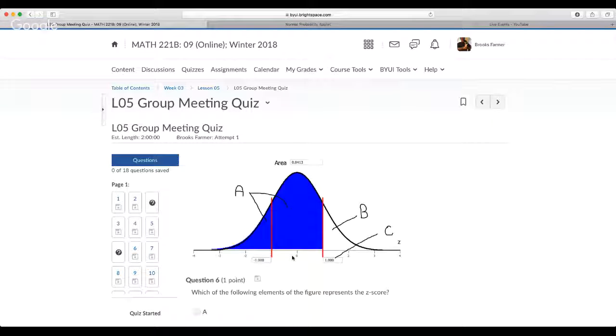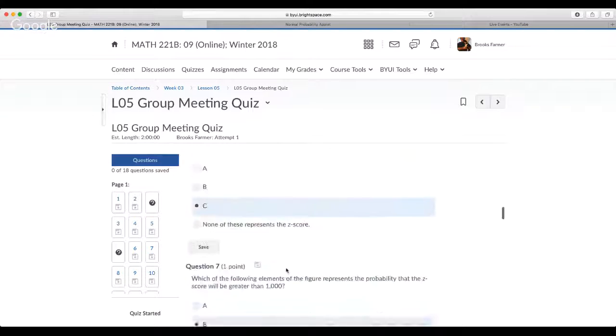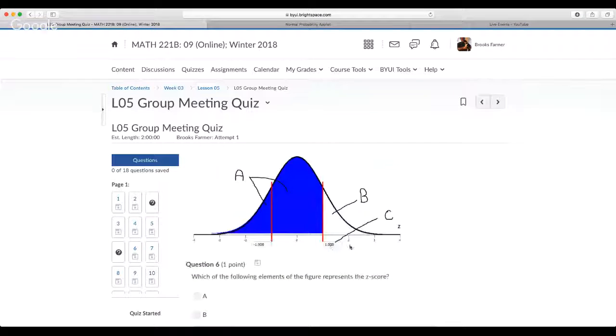All right. So 7 is, which of the following elements of the figure represents the probability that the z-score will be greater than 1? B? Yeah, I want to think that's right. Yeah, it's weirdly worded, I think. It's just kind of confusing.